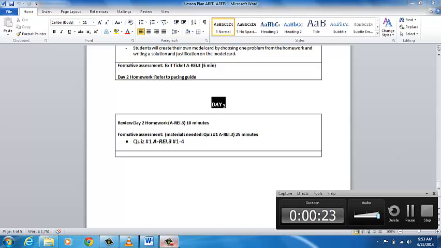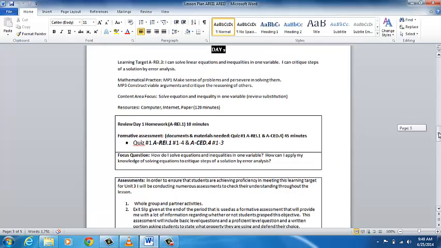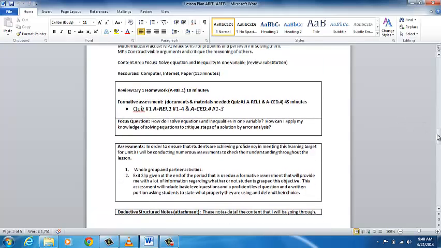Our content area focus is solving equations and inequalities in one variable and reviewing substitution. A computer, internet, and paper will be needed for this 120-minute class. We'll begin class reviewing day 1 of homework for objective A, REI, point 1, and our formative assessment will take 45 minutes. It will be quiz number 1, A, REI, point 1, numbers 1 through 4, and A, CED, point 4, numbers 1, 2, 3.